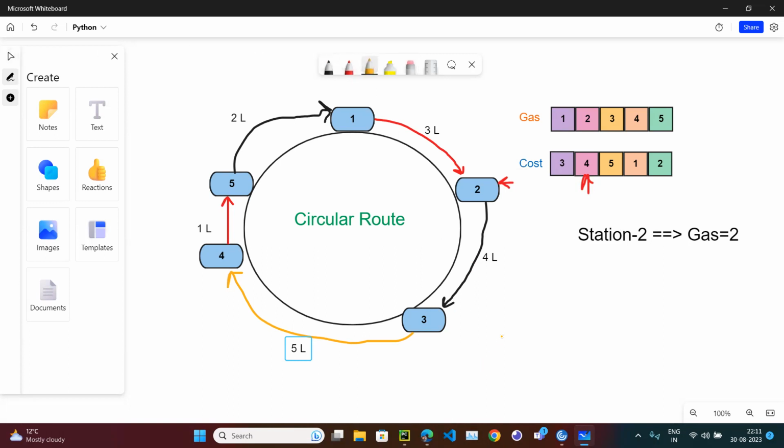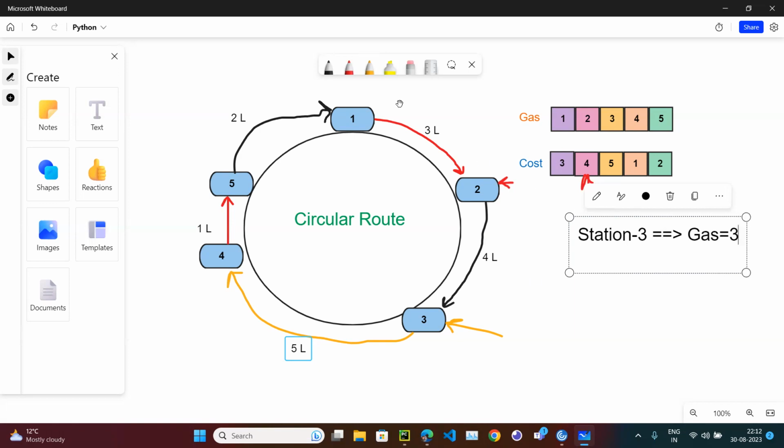Fine, which is perfectly fine. Let's start from 3, because we need to find the starting point. We know 1 is not the solution, we know 2 is not the solution. If we start from 3, at gas station 3, how much gas can we fill? Because it has 3 liters of gas, we are going to fill our tank with 3 liters.